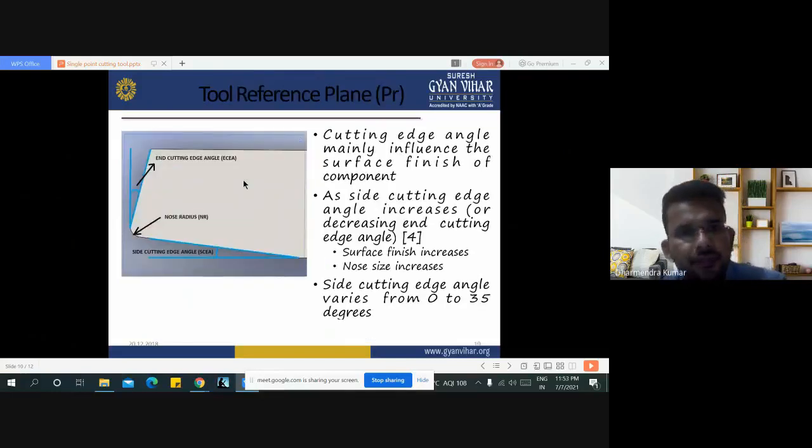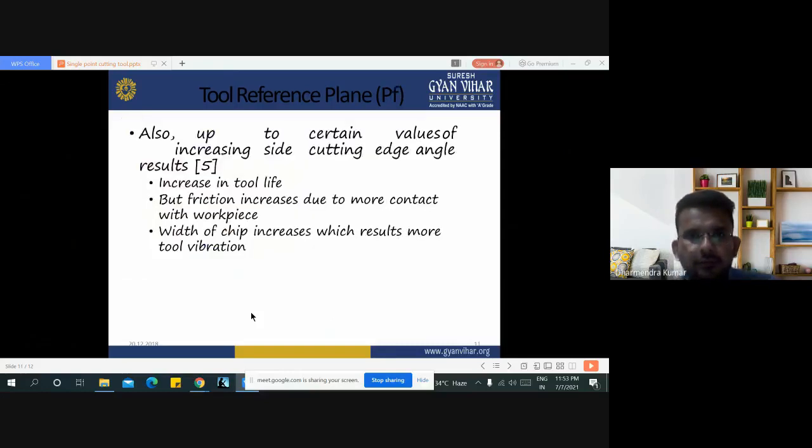This is the angle of the tool reference plane, like the side cutting edge angle or end cutting edge angle. This is known as the nose radius. The cutting edge angle mainly influences the surface finish of the component. As the side cutting edge angle increases or decreases, the surface finish increases and the nose size increases. The side cutting edge angle varies from 0 to 35 degrees in a single point cutting tool.